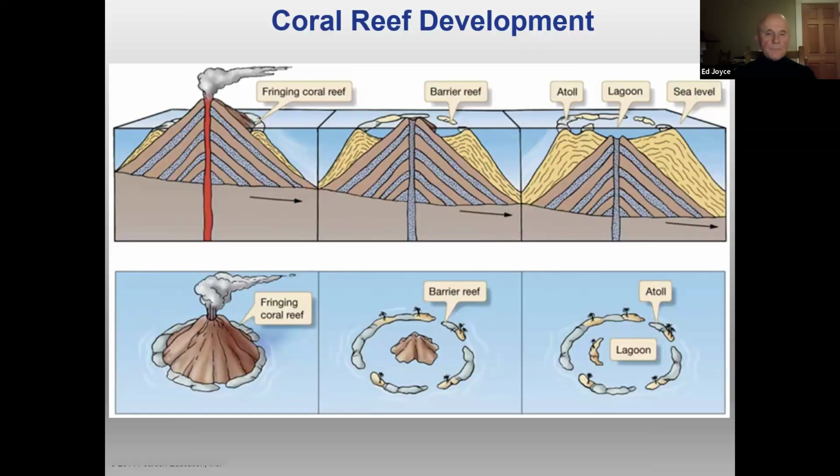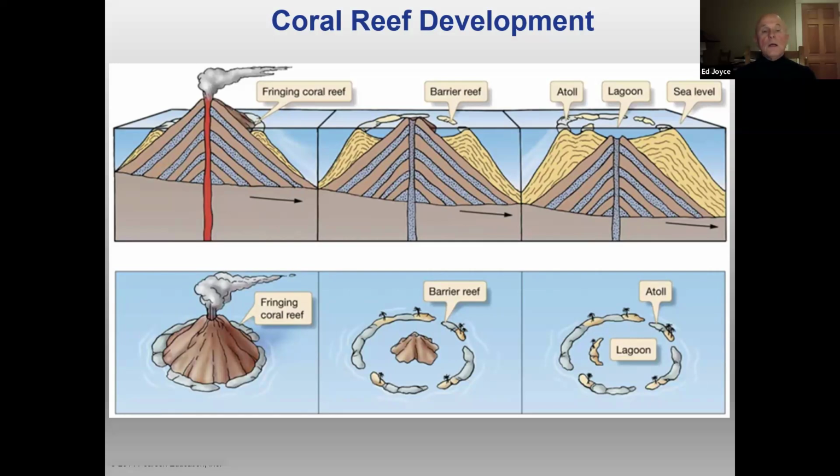A side effect of this is the creation of an atoll. And the Pacific and the Indian Oceans are filled with atolls. How a lot of people have heard of atolls is that we tested nuclear bombs in different Pacific atolls. Anyway, how they formed is by the creation first of a volcano. So that's what we're seeing to the left there.